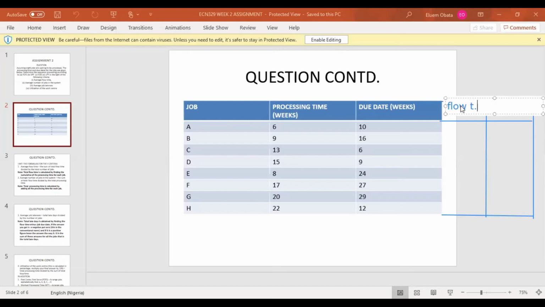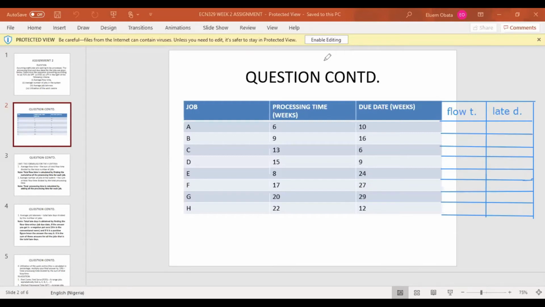Let's call it flow T because the space is quite small. So in our formulas, another thing that was really prominent is the use of flow time. But another thing that was prominent in our formula was the use of late days. So those are the 2 things that we used in our formulas that were not given. And so these are 2 things that we need in our formulas that were not given to us: flow time and late days.